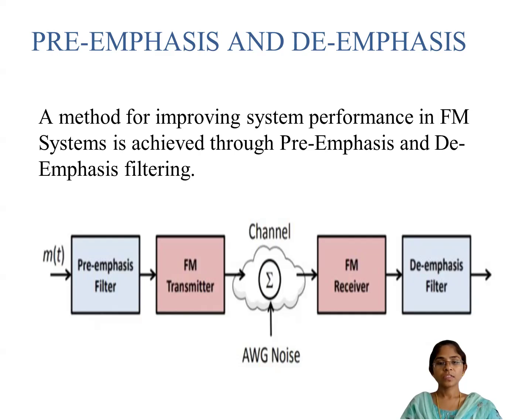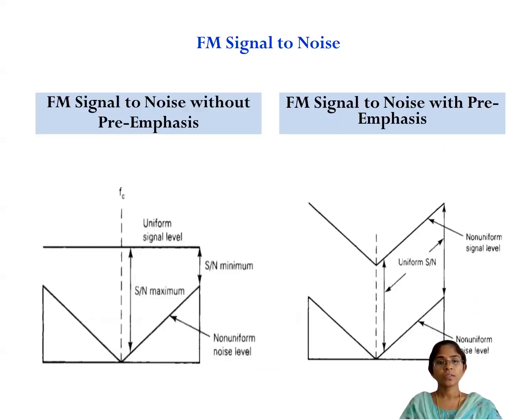Why we are doing pre-emphasis and de-emphasis: the signal to noise ratio is not uniform throughout the range. So in order to make the signal to noise ratio uniform, we boost the higher frequencies before modulation, and the opposite action, we attenuate the same frequencies at the receiver. Boosting of higher frequency signals is known as pre-emphasis, and attenuating the signals at the receiver is known as de-emphasis.